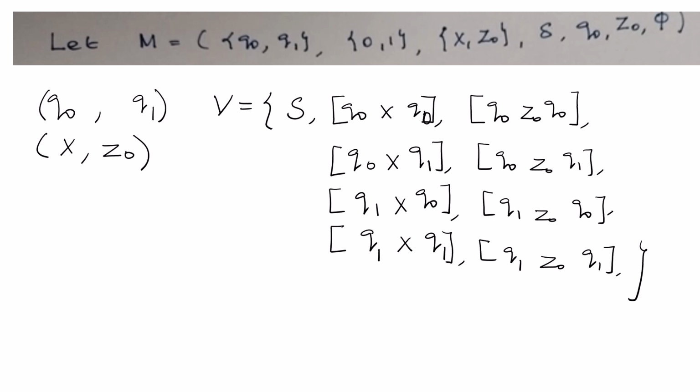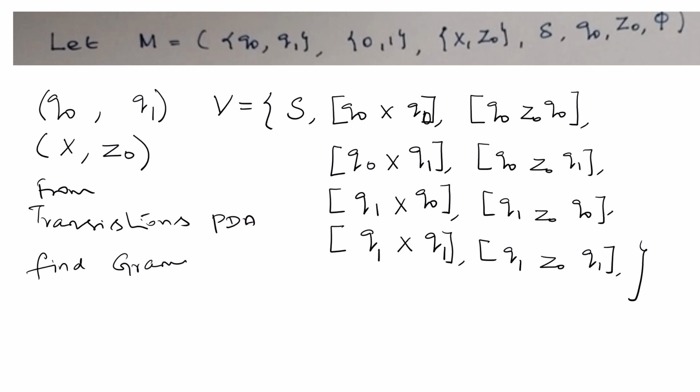So that is the first step, that is, we have found the variables. The next step is from the transitions of the PDA. We want to find the grammar productions. That is our next step.